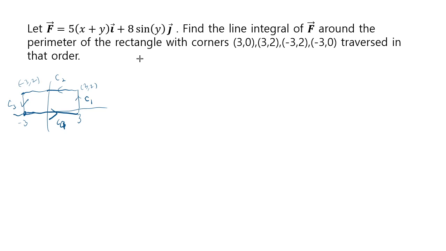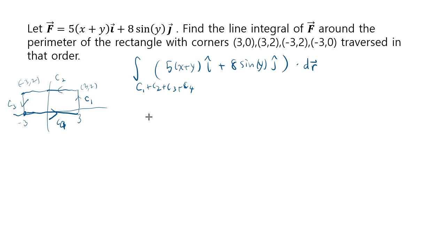So the question is asking us to calculate, over this C1 plus C2 plus C3 plus C4, of this vector (5x plus y) i vector plus 8 sine y j vector dotted with dr. That's what this question is asking. And already this is something that we wouldn't want to do because you have to parameterize 4 lines and you have to do 4 integrals. That's a lot of work. So is there a better way?